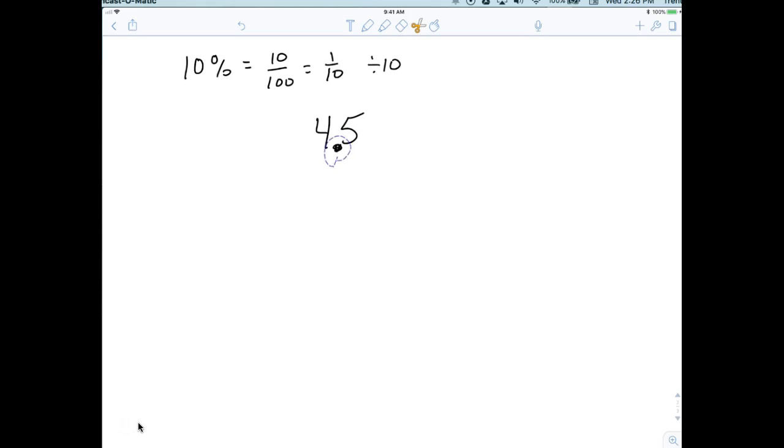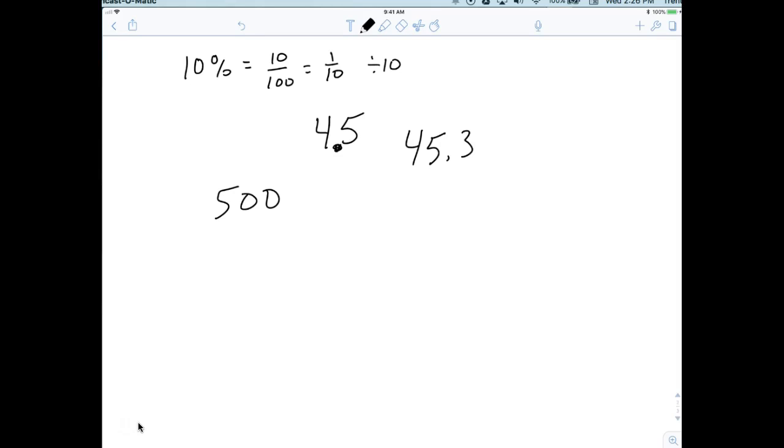So if I said to you, you had $500, and I say, what's 10% of 500? You should be able to say 50. All right, so what if I make it hard? What if I said 45.3? What's 10% of 45.3? 4.53. Everybody with me on this?